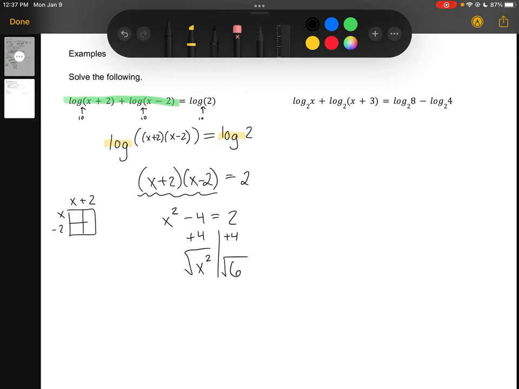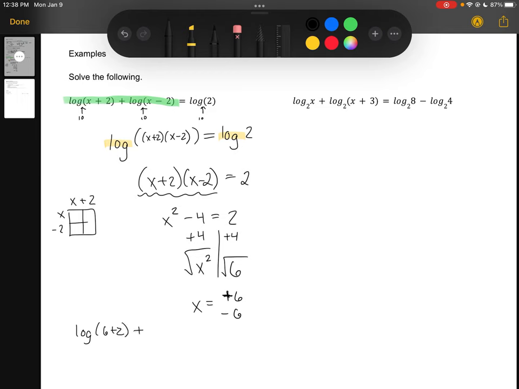And then doing this, we can take the square root of each side. So the root of x squared and the root of 6. So we'll get x equals plus and minus root 6. Those would be the 2 answers. Now what we have to do is go back and double check and make sure that positive root 6 and negative root 6 don't give us any negative logs.